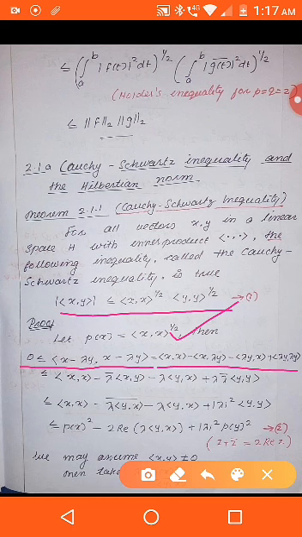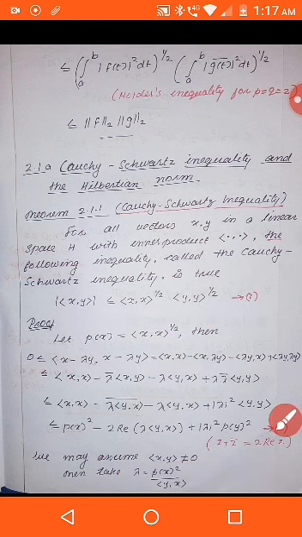which is less than or equal to the inner product of x, x, into this term. We can take lambda, which is in the position of the second argument. If we take that lambda outside, we have to take it outside as the conjugate of lambda, that is lambda conjugate, into the inner product of x, y.